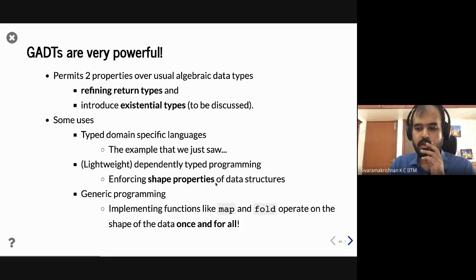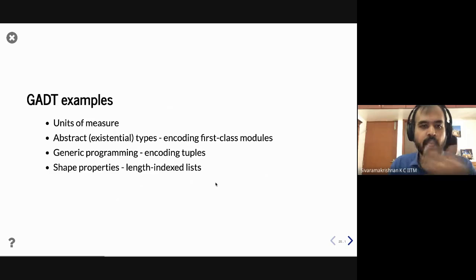In particular, we are going to see 4 examples. We are going to see an example on units of measure. I will explain what it is. We are going to see how to introduce existential types. In particular, I had hinted at this in the modules lecture: I said there is a concept called first class modules, but I didn't introduce it. We will actually encode first class modules using GADTs, right? I won't introduce first class modules, but I will show you how to build them.